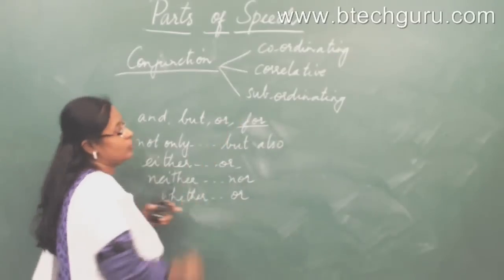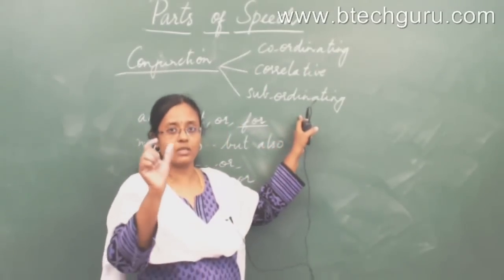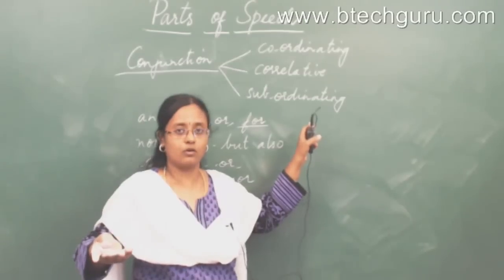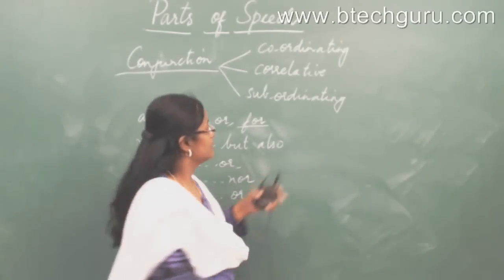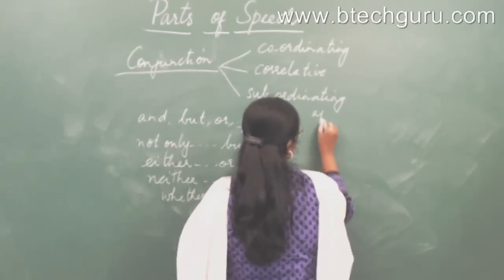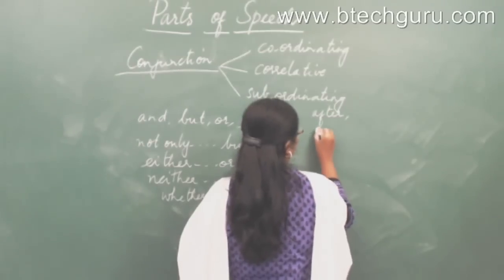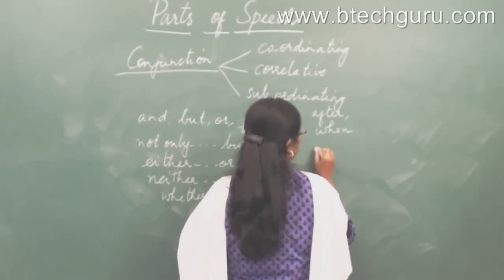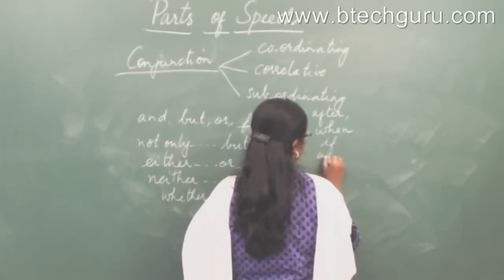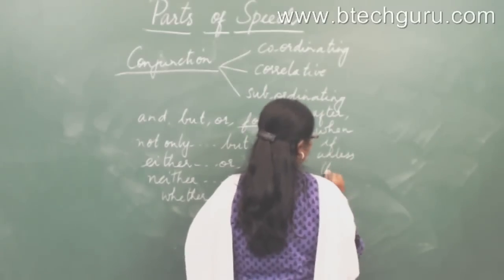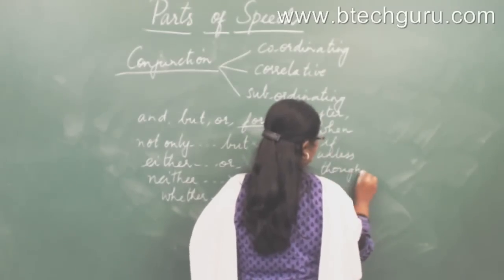And then we have the subordinating conjunctions, which are nothing but those conjunctions which introduce the subordinate clauses in a complex sentence. Like after, when, if, so many others, though, that.